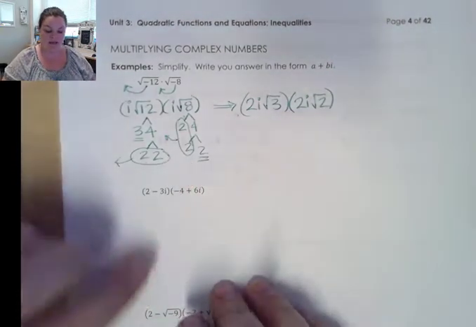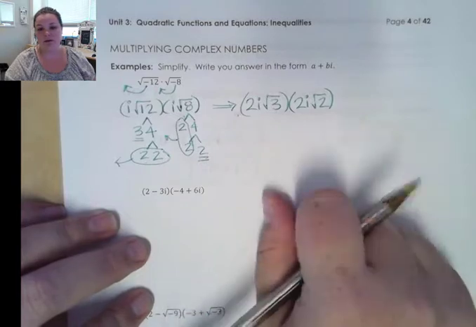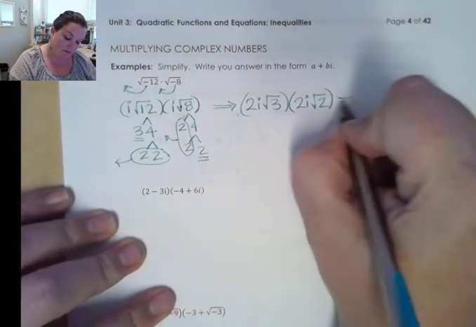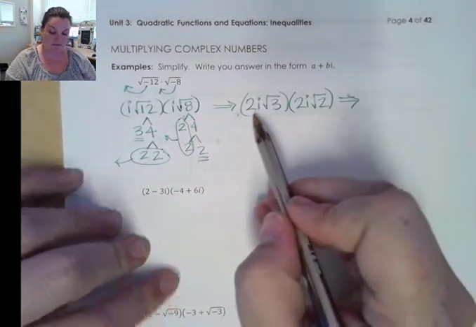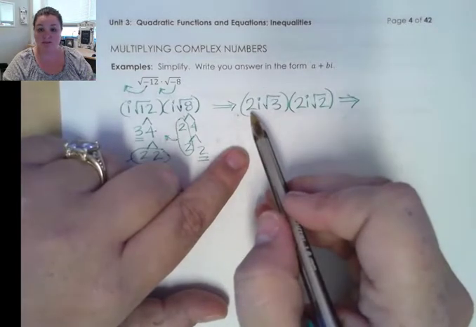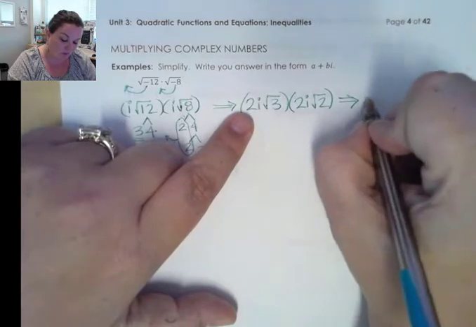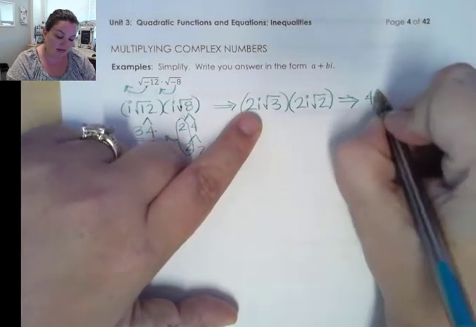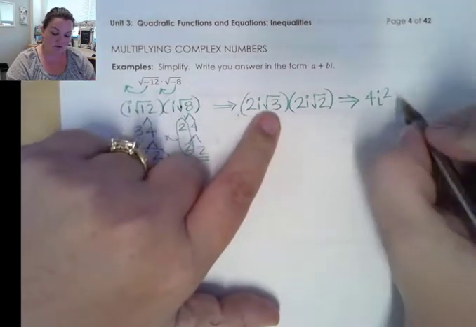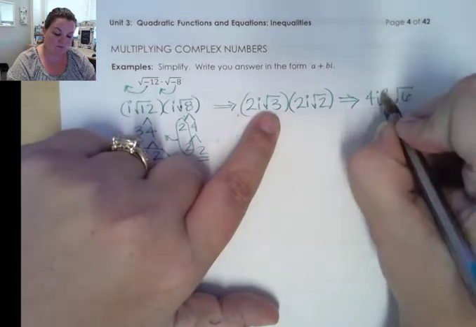Okay. And now that they're both simplified, now I'm going to go ahead and multiply them together. So when I multiply them together, I multiply number parts with numbers, i's with i's, radicals with radicals, right? So 2 times 2 gives me 4. i times i gives me i squared. And square root of 3 times square root of 2 gives me square root of 6.